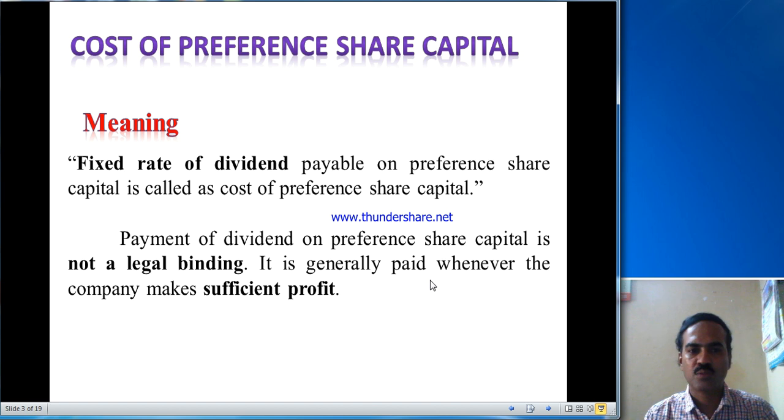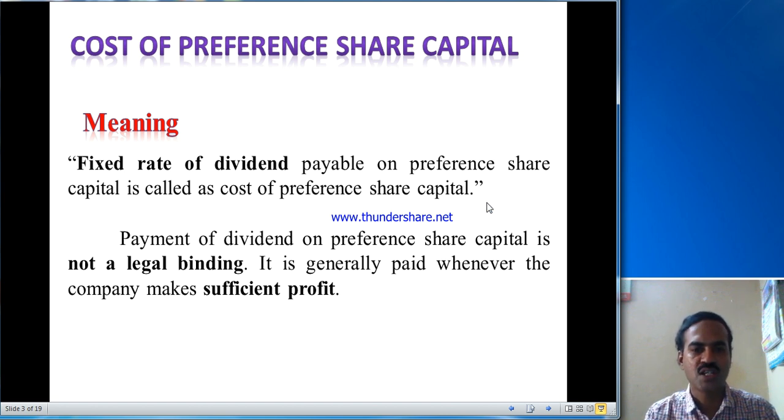So let us discuss the cost of preference share capital. Before going to see how the cost of preference share capital is to be computed, let us discuss the meaning of cost of preference share capital. As all of us know, on the preference share capital, the firm pays a fixed rate of dividend. So the meaning clearly says that the fixed rate of dividend payable on the preference share capital is called the cost of preference share capital. The meaning is very simple.